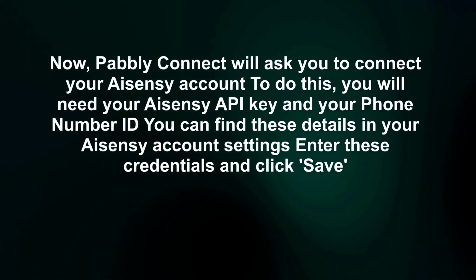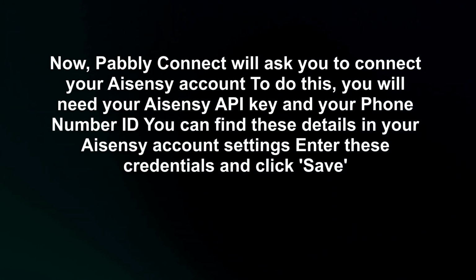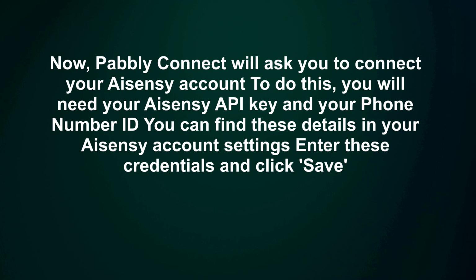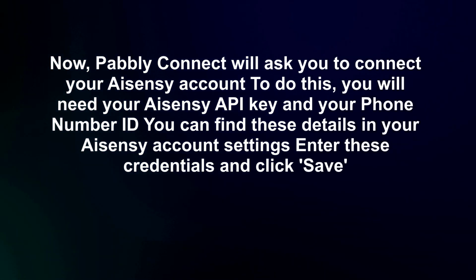Now, Pabbly Connect will ask you to connect your Aisensy account. To do this, you will need your Aisensy API key and your phone number ID. You can find these details in your Aisensy account settings. Enter these credentials and click Save.